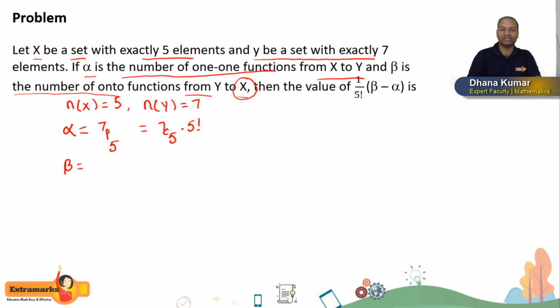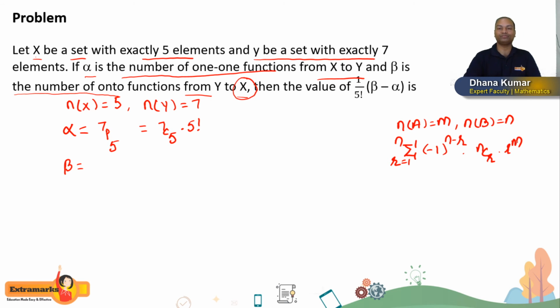Then one more formula is there. That formula I am writing, you see here. Suppose n of a is equal to m. N of b is equal to n. Okay. The number of onto functions formula sigma r ranges from 1 to n minus 1 whole power n minus r into ncr into r power m.